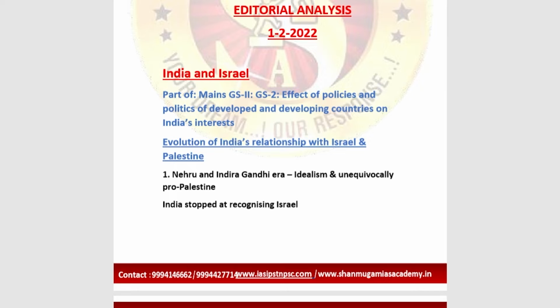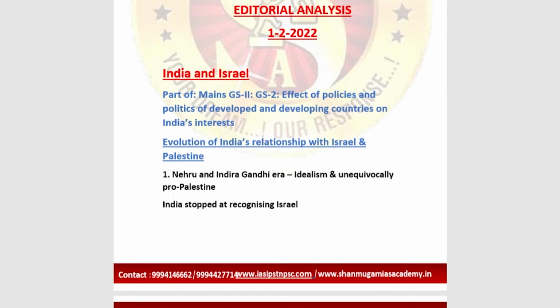Today's topic, the heading of February 1st, 2022, is a very unique one. It is part of the Mains GS Paper 2 syllabus: the effect of policies and politics of developed and developing countries on India's interests. This is one part of the syllabus of GS Paper 2, UPSC Mains.